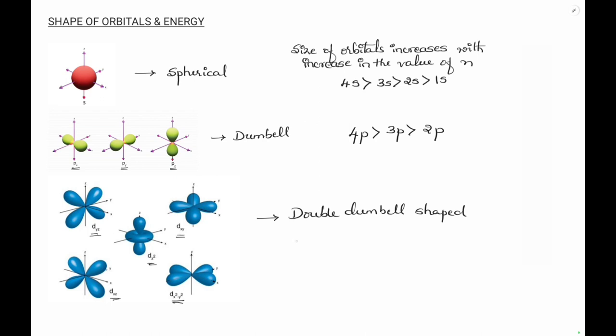Also, we need to discuss an important term, that is node. A node is a region where the probability of finding an electron is zero. In the case of the s orbital, if you consider any point inside the sphere, you have an equal probability of finding electrons at that point. In the case of p orbitals, the probability of finding electrons is zero at the point where the two lobes meet. Similarly, with respect to the py orbital, at this point the probability of finding an electron is zero. And the same thing applies to the d orbitals.